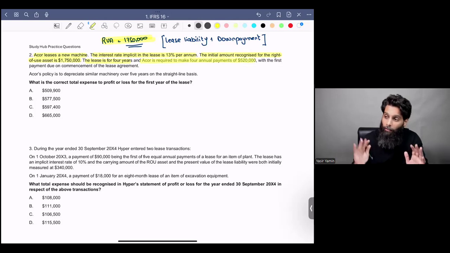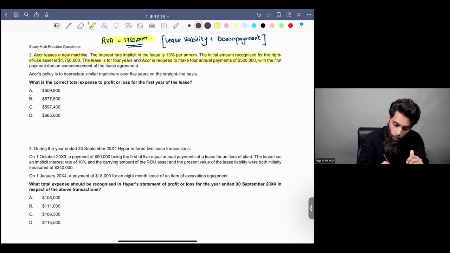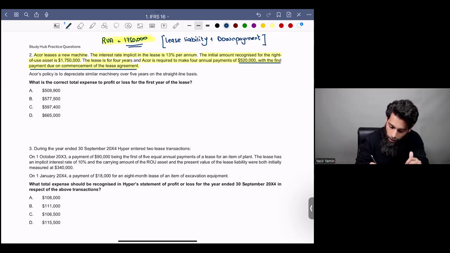Now, examiner says the lease is for 4 years and ACCA is required to make 4 annual payments of 520,000 with the first payment due on commencement of the lease agreement. Can you guys tell me what your examiner means that 520,000 will be the first payment which is due on commencement of the lease agreement? What do you mean by this $520,000 being paid on commencement of the lease?